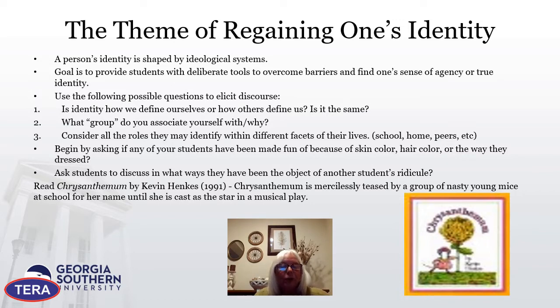So, one of the books that I often use, again, is a children's book, Chrysanthemum. It's an adorable story. It's an excellent story. Chrysanthemum is mercilessly teased by a group of nasty young mice at school, all because of her name, until she is cast as the star in a musical play. And it is through this, when she becomes a star, that she regains her identity, and she is no longer ashamed of her name, and she no longer worries about what group she's in because she has discovered her true identity.